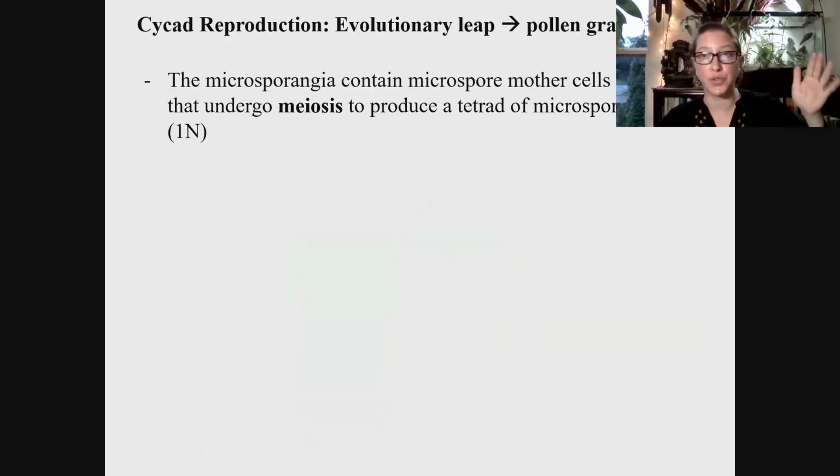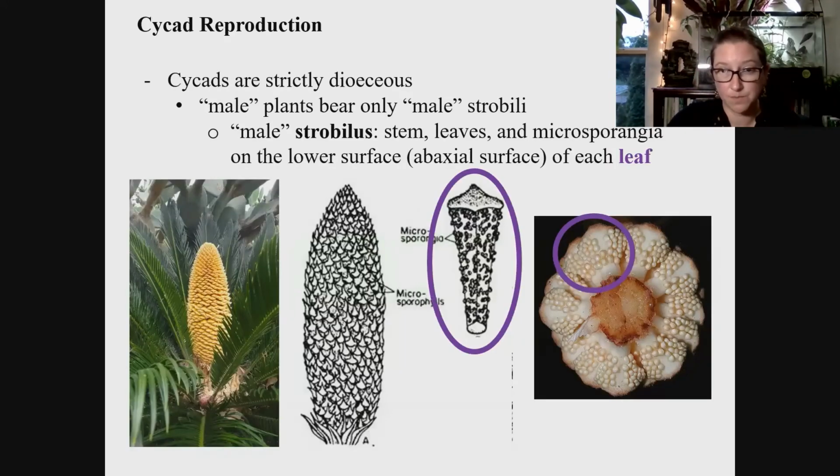In addition to the ovule and seed being a big deal in terms of the evolution of plants, the pollen grain is also a big deal in terms of the evolution of plants. So those microsporangia that we just looked at, on the bottom of these leaves, the one leaf is circled in purple, right? A drawing of a leaf is circled in purple, and then a real one is circled in purple. On the bottom side of the leaf, all those little dots are the microsporangia.